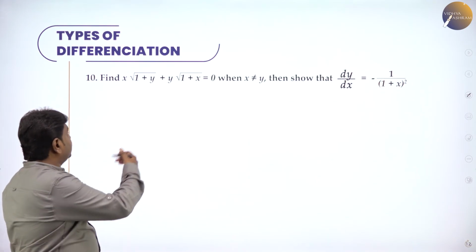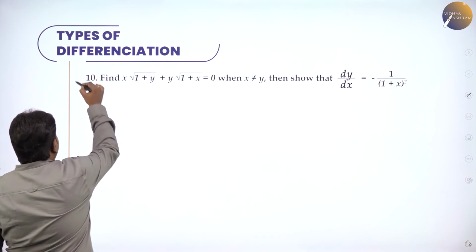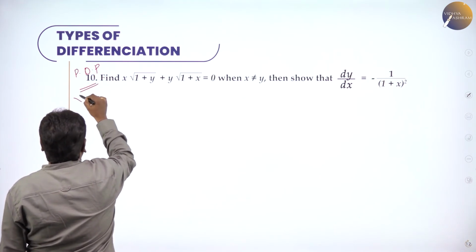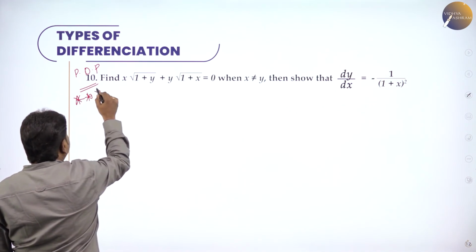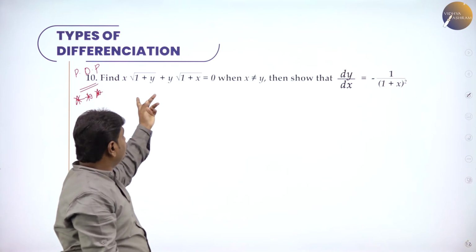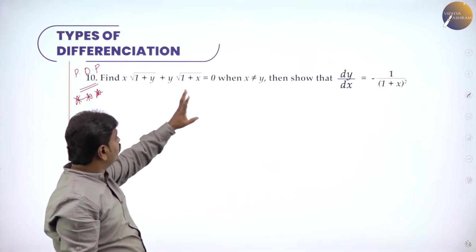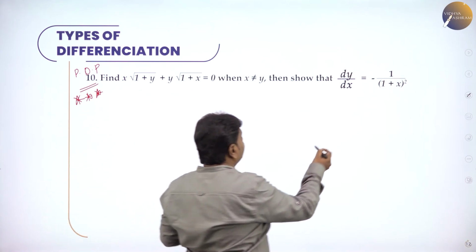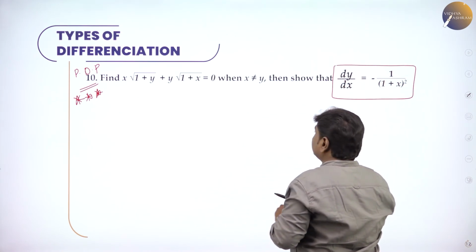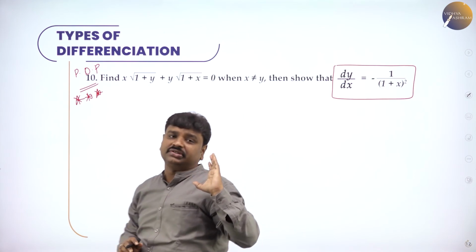Okay, now we'll go to the 10th problem. This is a practice oriented problem, one of the important problems. If you directly differentiate both sides and solve, it will be very difficult to get that proof. So x into root of 1 plus y plus y into root of 1 plus x equals 0, and x and y not equal, then they want you to prove dy by dx equals this. This is one of the standard and important questions.